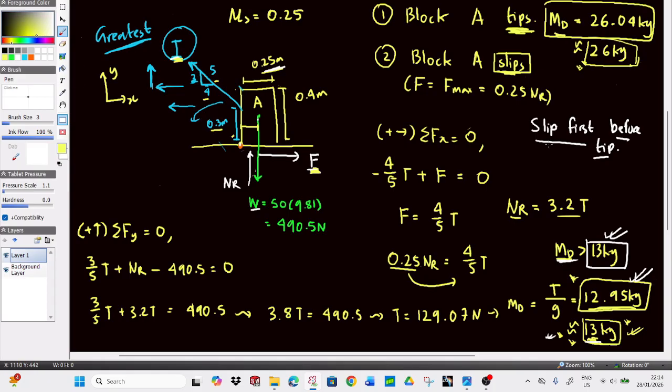So we notice that slip is very likely to happen first, followed by tip, right? So slip will come first before tip because it only takes 13 kilos. If more than 13 kilos, then the block will start to slip already. So 13 kilos, or 12.95 actually, which we've calculated, is the maximum mass that we can put into block D to prevent block A from ever slipping. Okay? Yeah, so that's the idea.